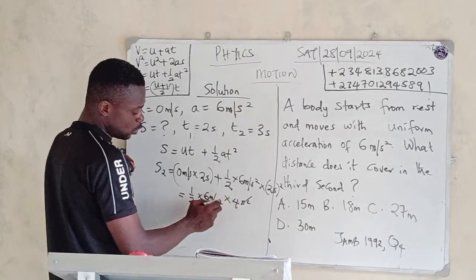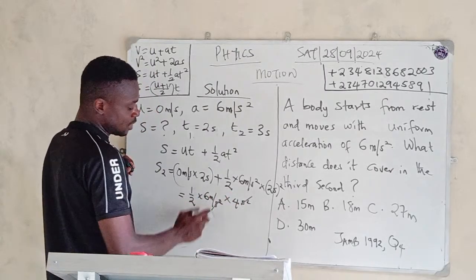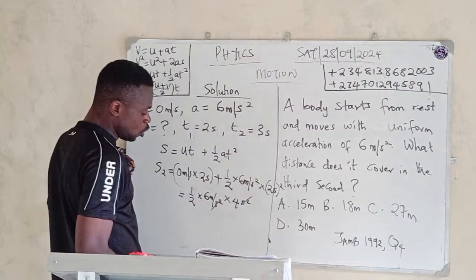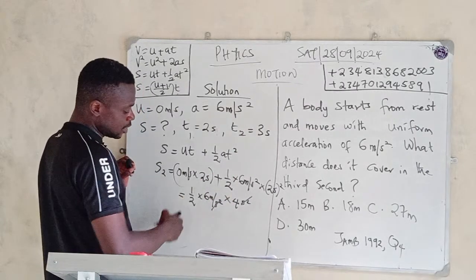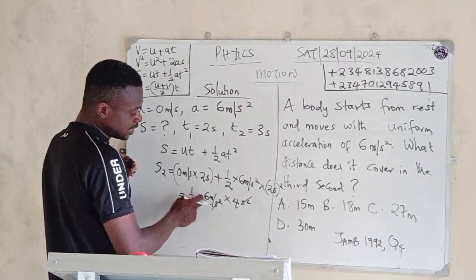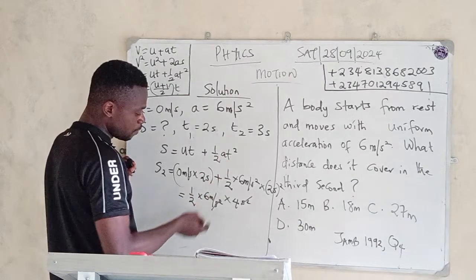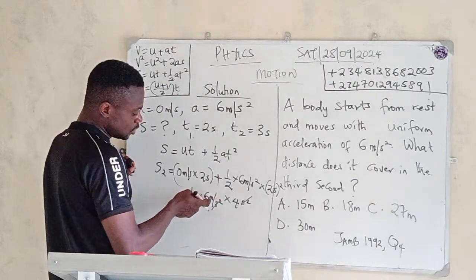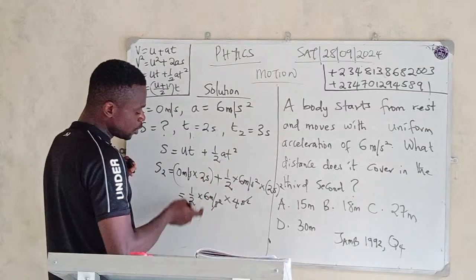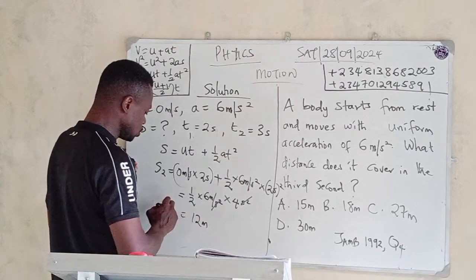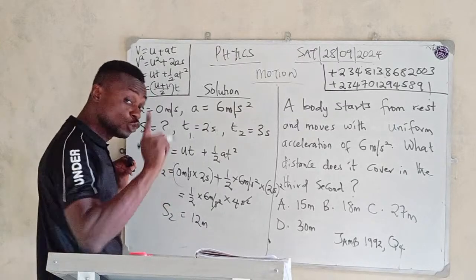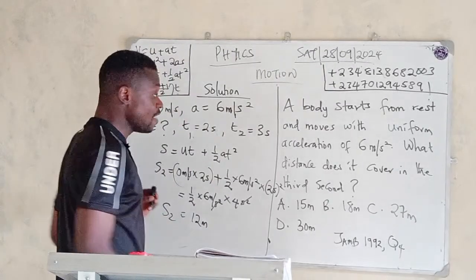The seconds squared cancel the seconds squared, so all the time units go. We are left with the unit of distance, which is meters. So let us multiply out. 6 times 4 is 24, so 24 meters. 24 meters divided by 2 is 12 meters. So the distance covered in 2 seconds is 12 meters.